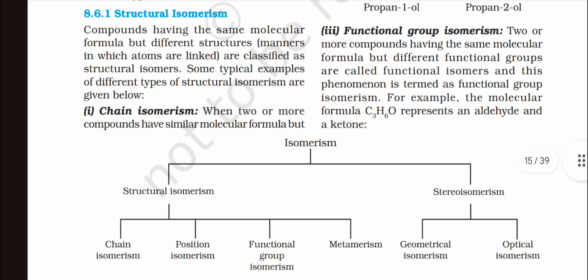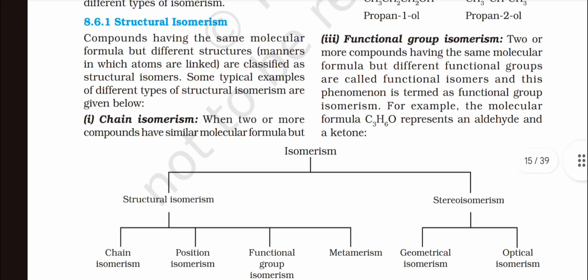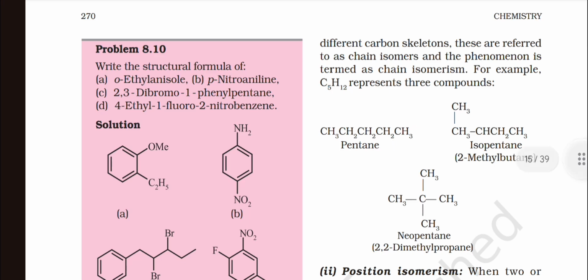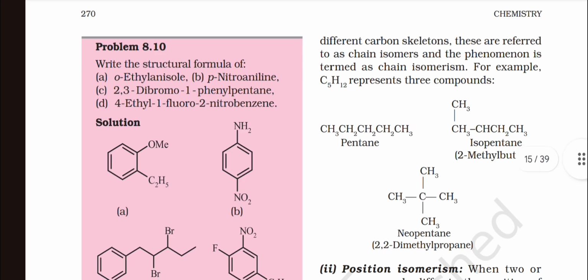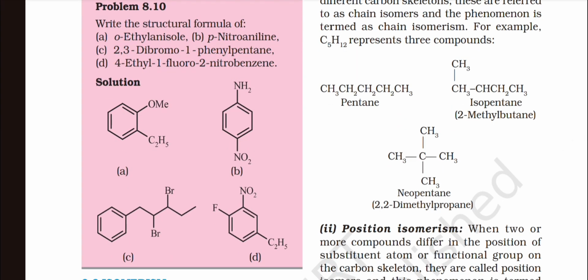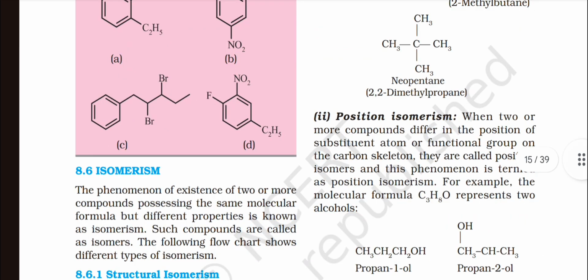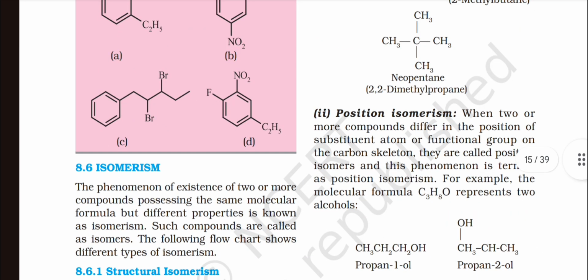Chain isomerism: when two or more compounds have the same molecular formula but different carbon skeletons, they are referred to as chain isomers, and the phenomenon is termed chain isomerism. For example, C5H12 represents three compounds: CH3CH2CH2CH2CH3 pentane, isopentane, and neopentane.